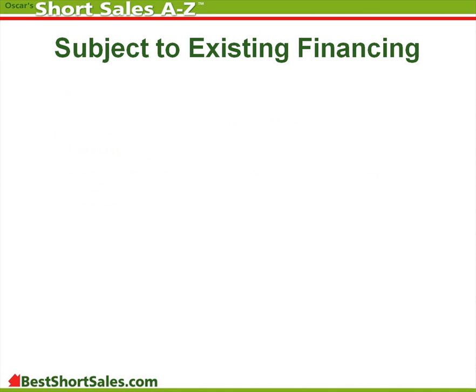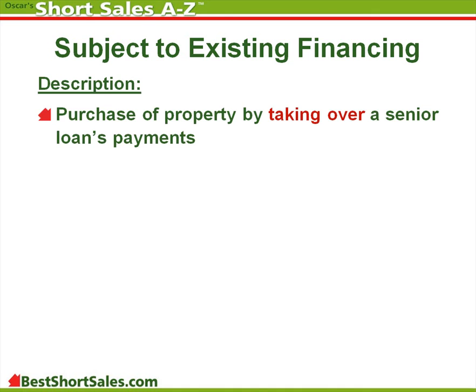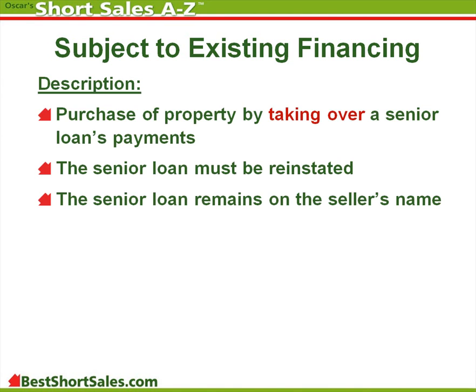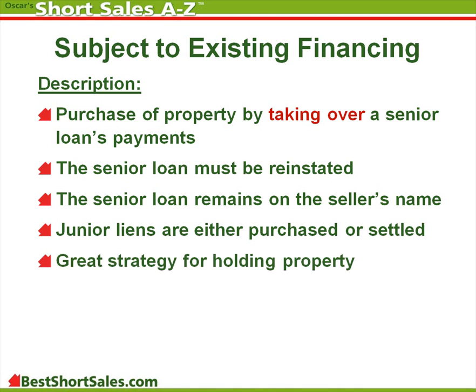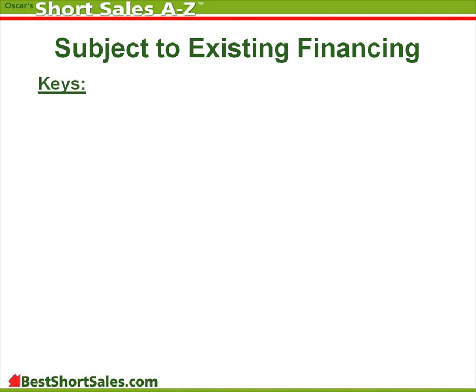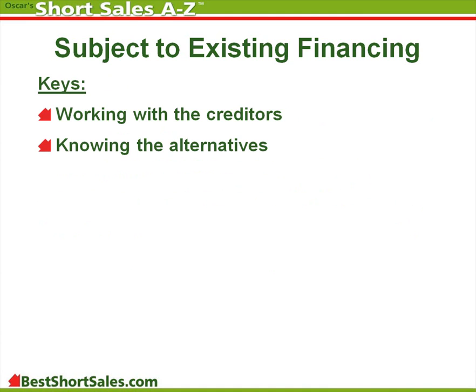Transaction description. Buying subject to existing financing is the purchase of a property by taking over a senior loan's payments. The senior loan must be reinstated. The senior loan remains in the seller's name. The junior liens are discounted and released. This is a great strategy for holding property. Transaction keys. The keys to this transaction are working with the creditors, knowing the alternatives, and understanding the risks.